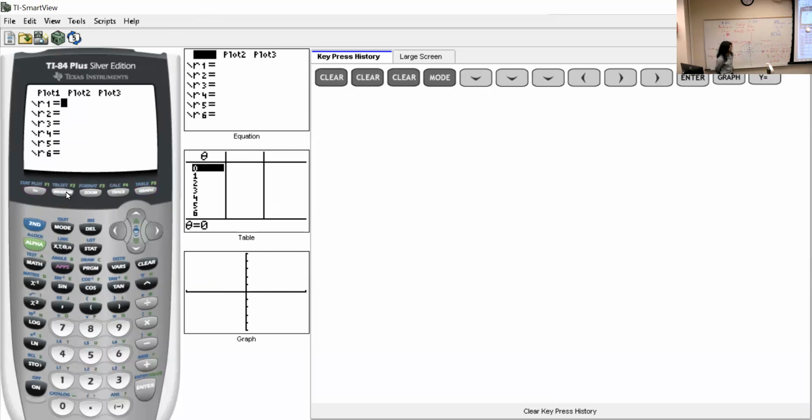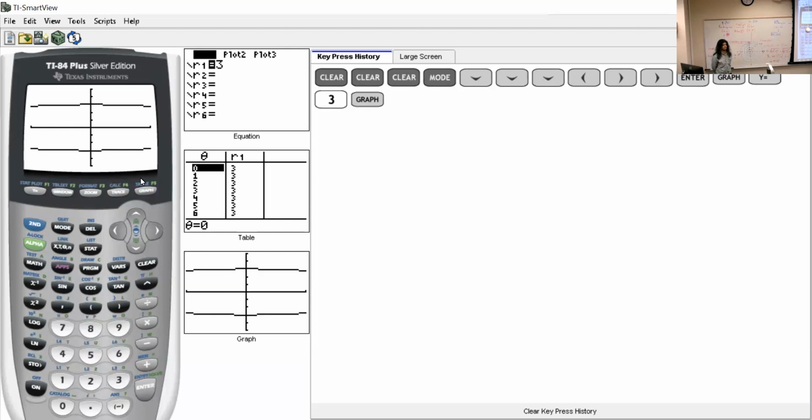When you click y equals, you automatically see equations that are in terms of r. When we did parametric equations, it was x1t, y1t. Here, it is simply r1, r2, r3, r4, r5. We'll start simple. R equals, give me a number. 3. From 0.